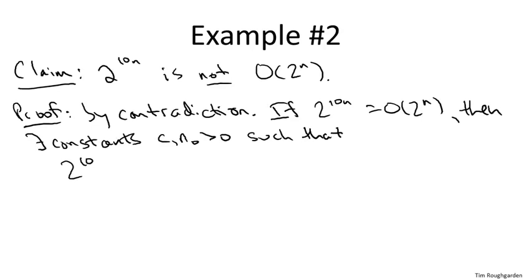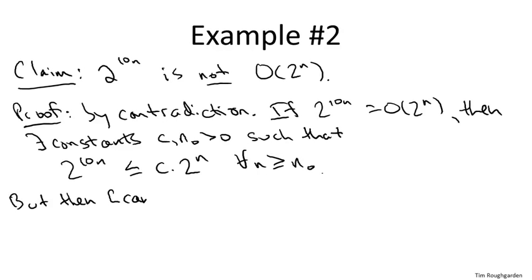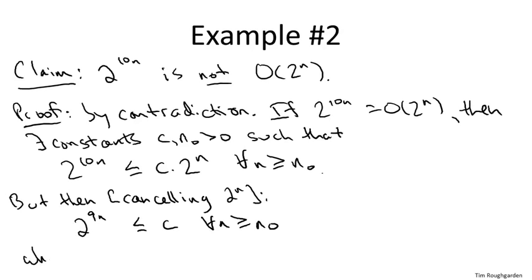So to complete the proof, what we have to do is go from this assumption and derive something which is obviously false, but that's easy to do just by canceling this 2 to the n term from both sides. So if we divide both sides by 2 to the n, which is a positive number since n is positive, what we find would be a logical consequence of our assumption would be that 2 raised to the 9n is bounded above by some fixed constant c for all n at least n naught. But this inequality, of course, is certainly false.